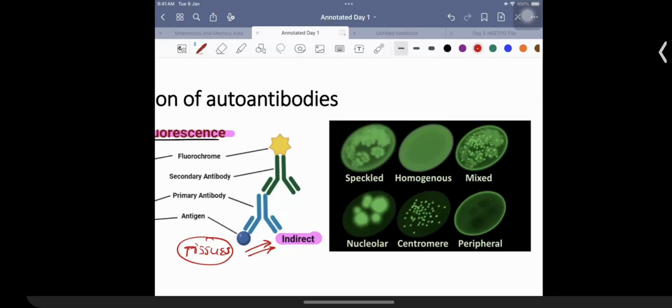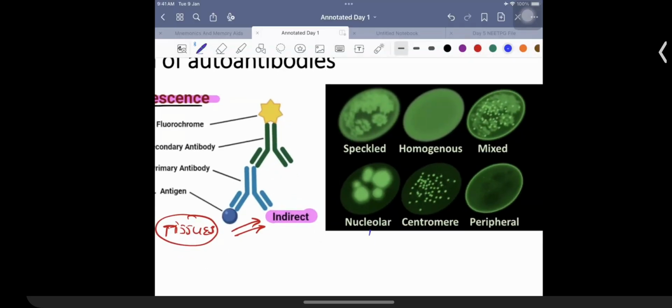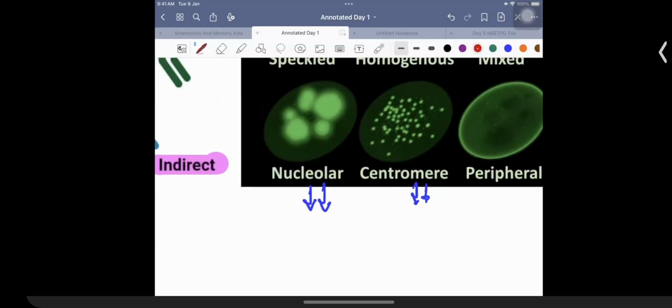Then there is a question asked in the exam about different types of anti-nuclear antibodies which have a specific pattern. Out of it, the most commonly asked are centromeric and nucleolar patterns. They will describe a patient who is suffering from some kind of vascular phenomenon, and then this patient has the features of CREST syndrome: calcinosis, esophageal dysmotility, sclerodactyly, and telangiectasia. These patients have the anti-centromeric antibody. That's what you just need to keep in mind.